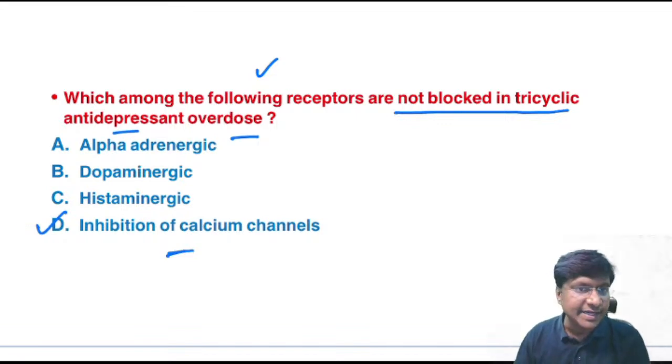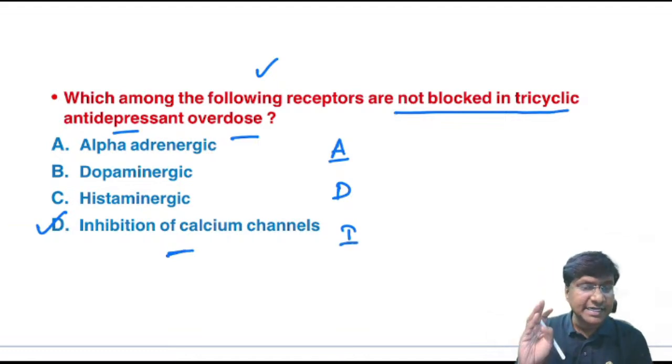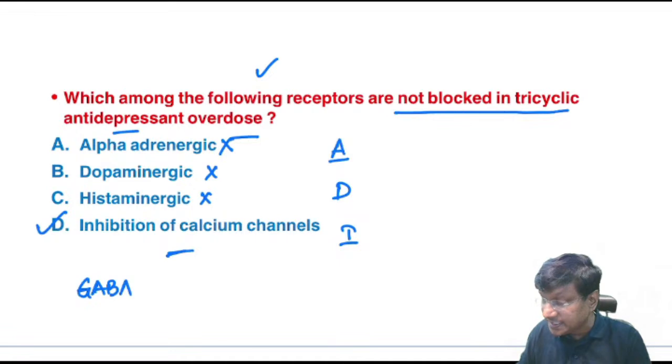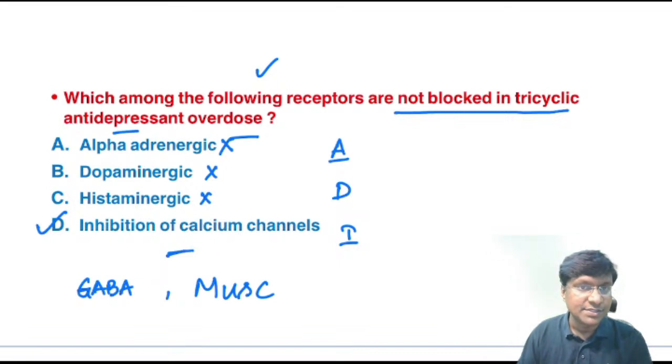And what are your tricyclic antidepressants? Very commonly used is amitriptyline. The other drugs are doxepin and imipramine. Now, you should know all the receptors which are being inactivated by tricyclic antidepressants. They cause the inhibition of adrenergic, dopaminergic, and histaminergic receptors, and they also cause the inhibition of GABA activity, the muscarinic receptors, and they also inhibit the serotonergic receptors.